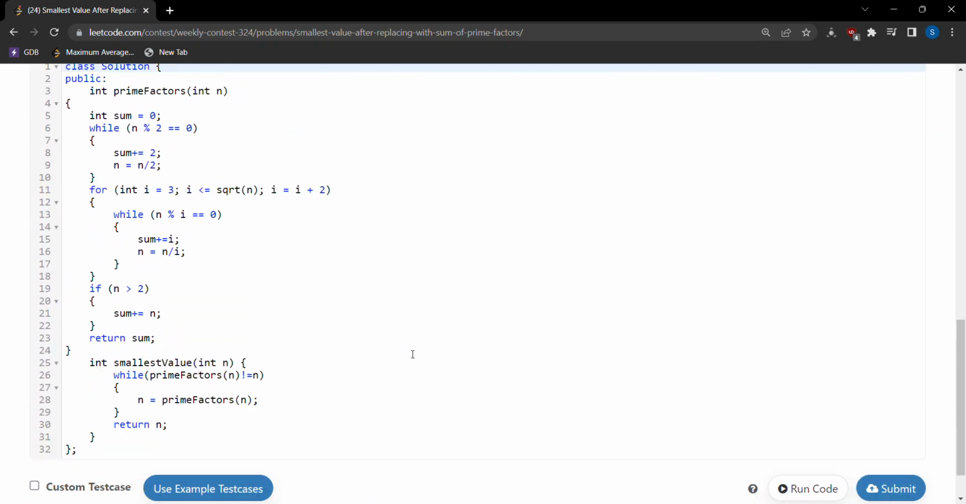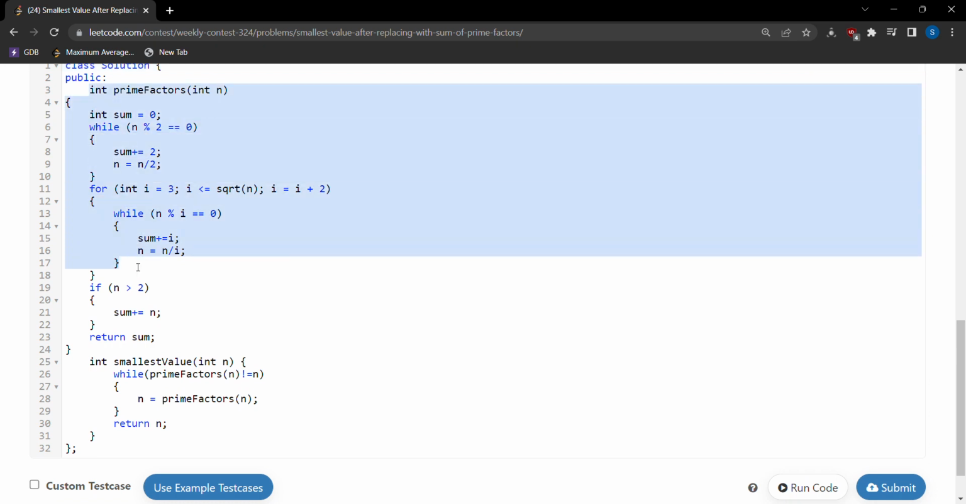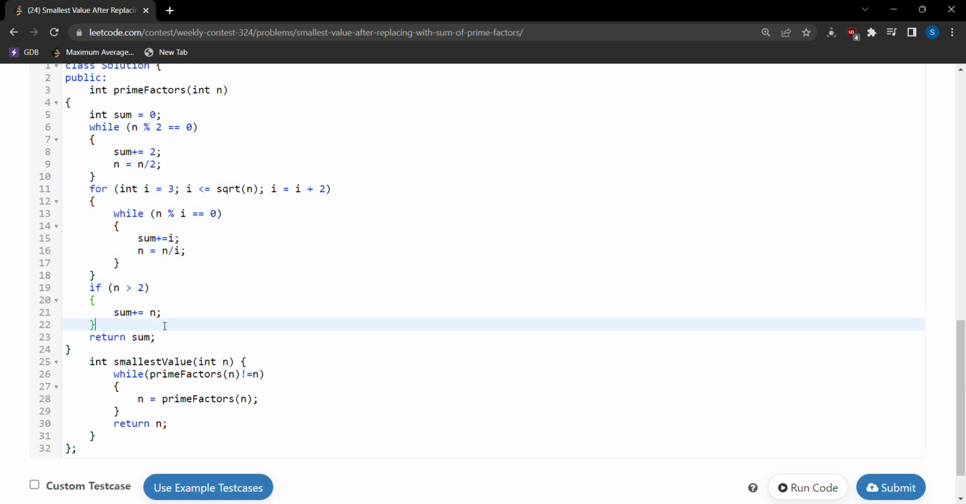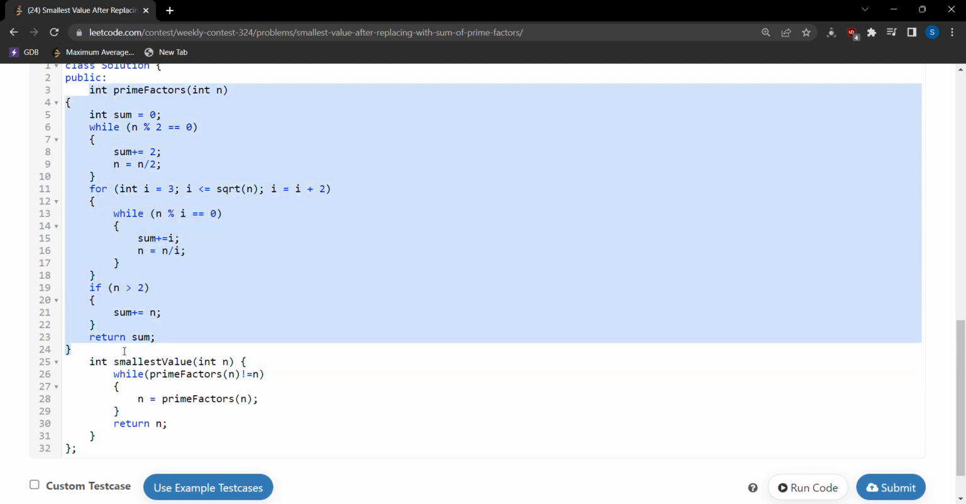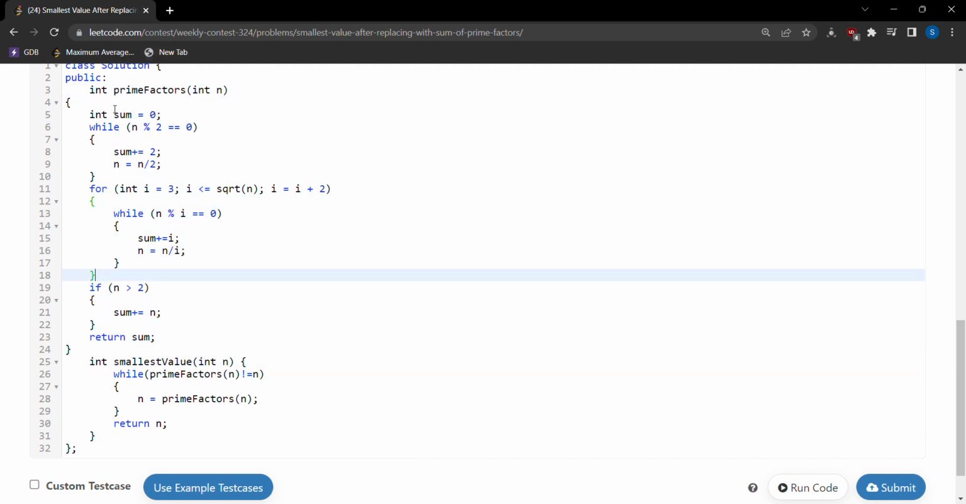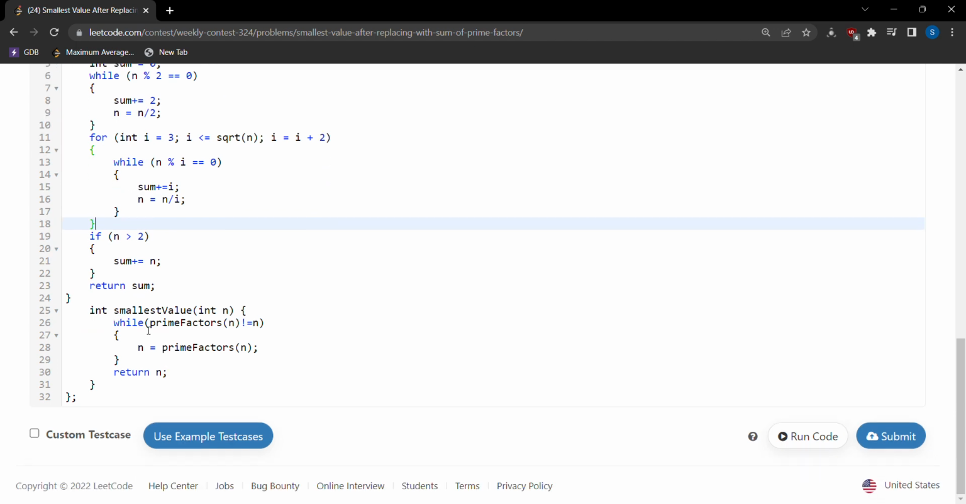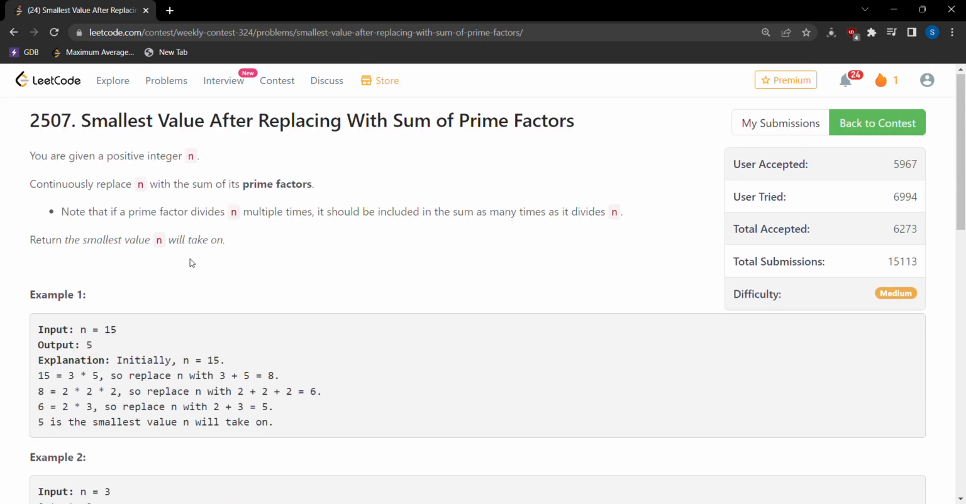So whenever prime factors questions come, there is a pretty standard way to calculate the prime factors of a particular integer. This is a pretty easy way. There are other ways also, there are some algorithms that you can use, but for now we will be using this particular way. So how have I approached this question? First of all, let's read the question.